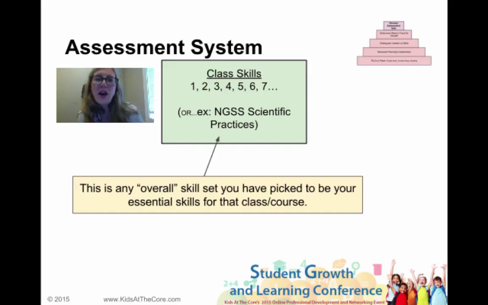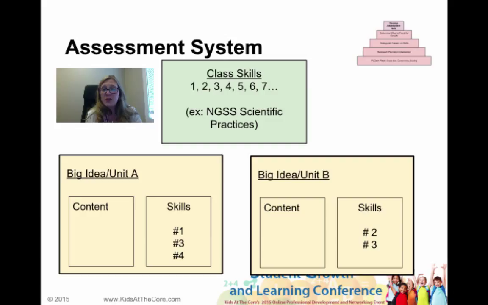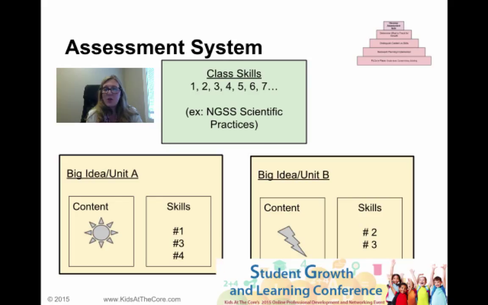So for example, if we have several skills that have been selected in a course, let's imagine that we've selected the Next Generation scientific and engineering practices as common threads or skills that we're teaching over the course of many different units. So one unit might have content specific to it, but we notice that it showcases skills 1, 3, and 4 specifically. And maybe a different unit, though it might have, again, different content, the skills that are showcased are 2 and 3. So we've circled back to skill number 3 in both of these units, but we're showcasing different skills depending on what that content is.